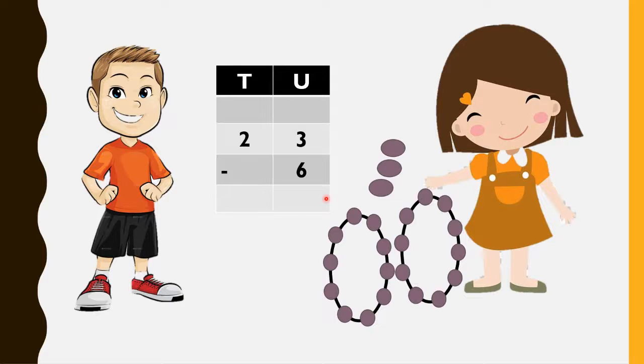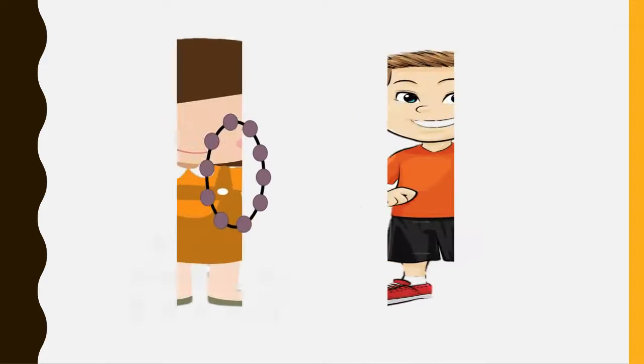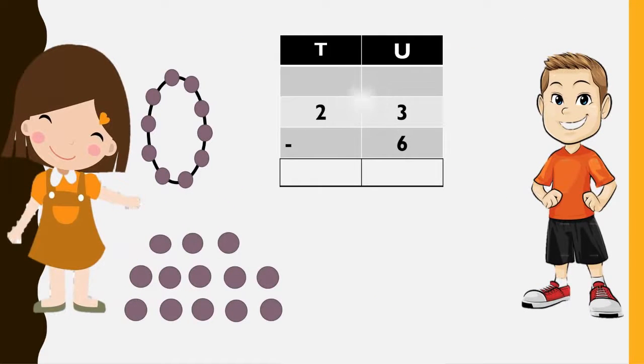Now, under the tens, we have the number 2 and under the units, we have the number 3. In order to find out the answer, we will have to subtract 6 from 23. So now we must untie one string of 10. Students, before we had 2 tens and 3 units. But now we have 1 ten and 13 units.